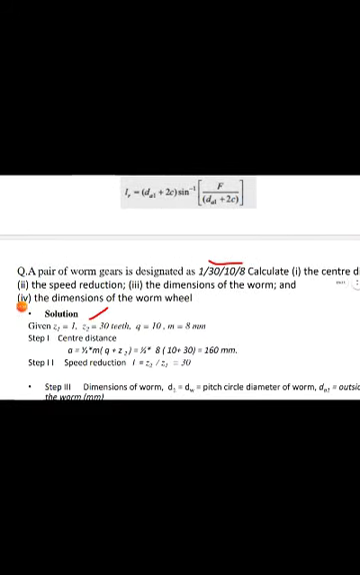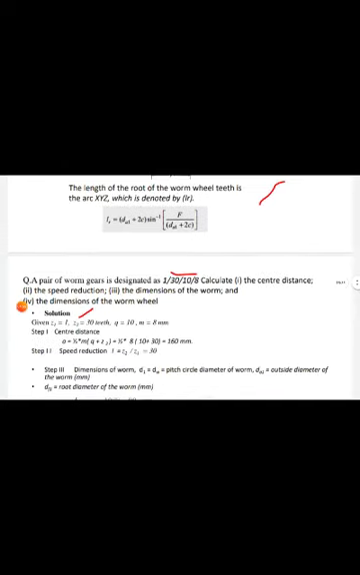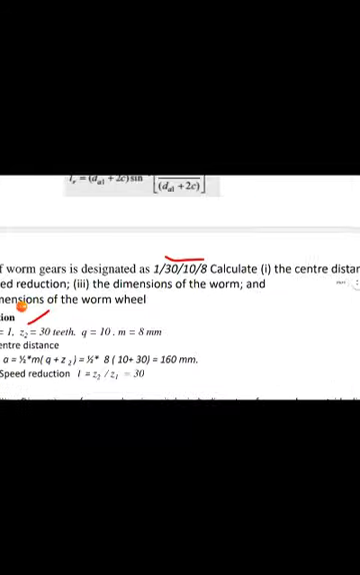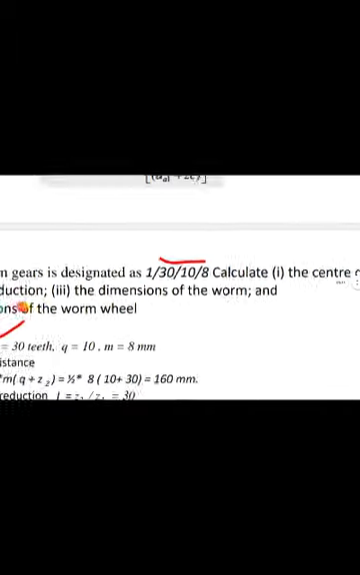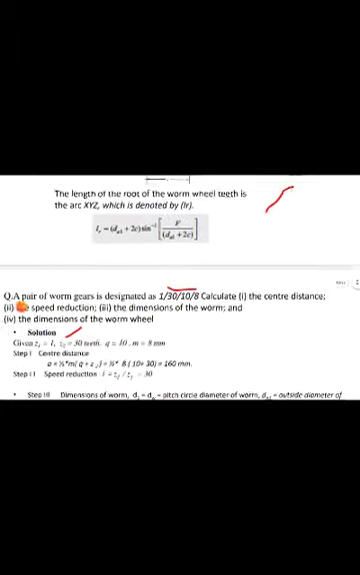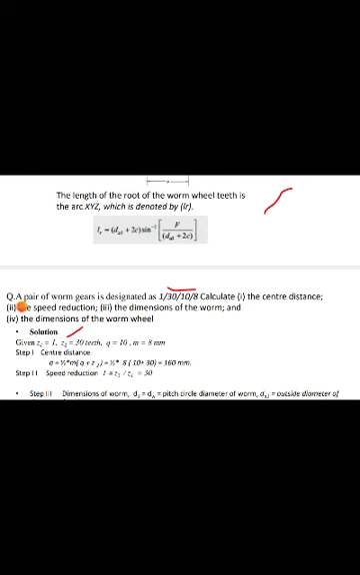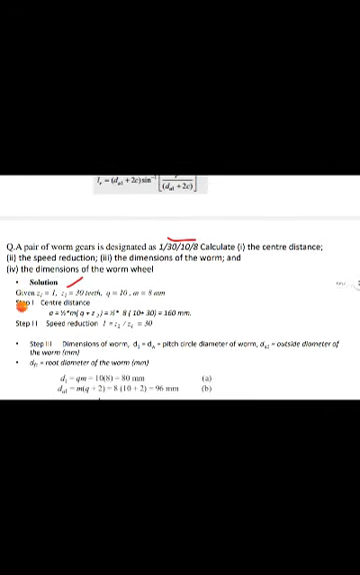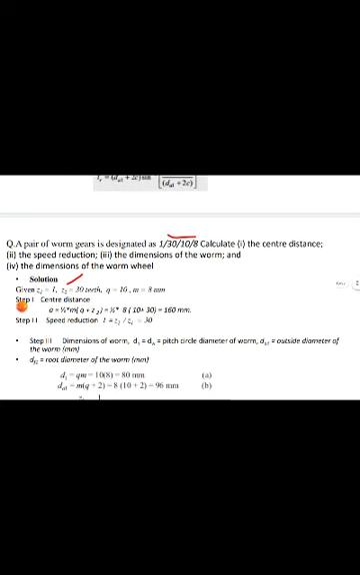Now we'll solve one numerical. A pair of worm gear is designated as 1/30/10/8. This 1/30/10/8 is the nomenclature for this type of gear pair. In this you have to calculate the center distance, the speed reduction, the dimensions of worm, and the dimensions of worm wheel. So in the nomenclature 1/30/10/8, the 1 indicates the number of starts.